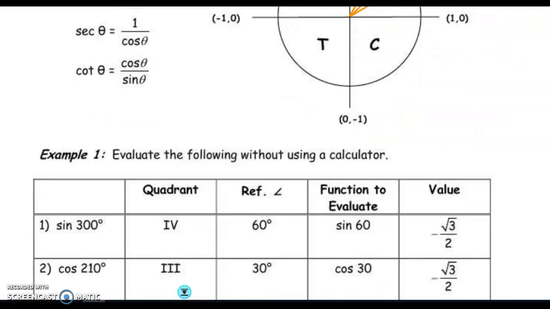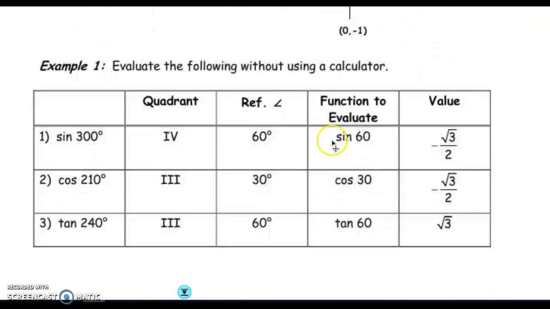So let's go ahead and scroll down. Notice these answers are already given for you. So the sine of 300, that occurs in quadrant 4. The reference angle is 60. So basically we want the sine of the reference angle at 60 degrees. Well, the sine at 60 degrees is root 3 over 2. But guess what? Sine in the fourth quadrant is negative, so we've got to give a little old negative right there. Okay, continuing on.